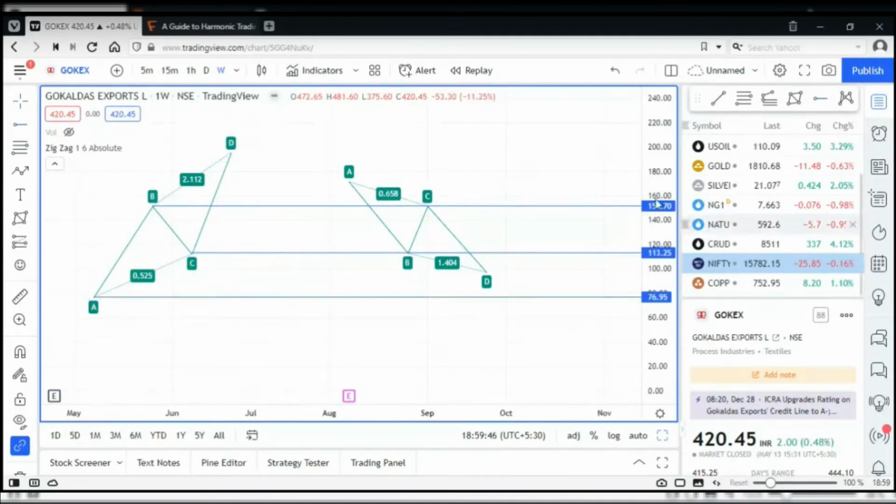And moreover, for this pattern, the strong support level is C point. C point is our strong support level. The stock may reverse from here or it may fall from here.